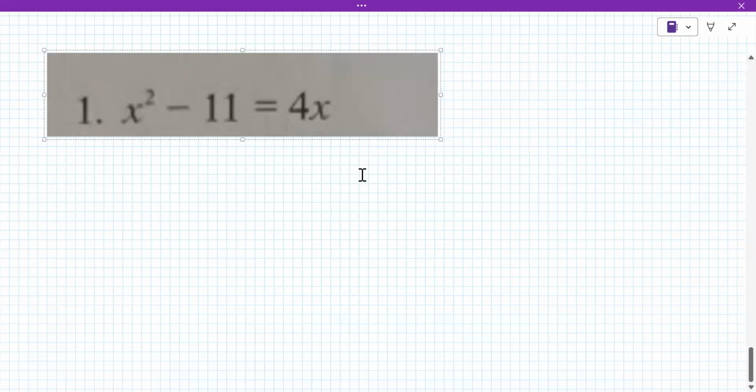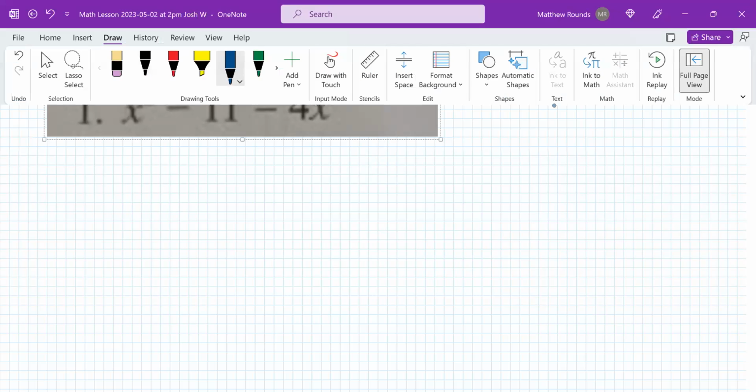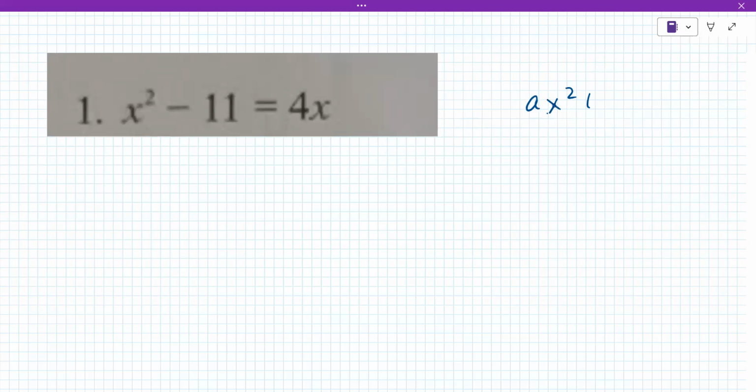All right. Could you read the instructions for us, please? Write each quadratic equation in standard form. Good. Now, standard form is the following: x squared plus bx plus c equals 0. It means that all terms are on one side, usually the left is preferred, since we read left to right. And then 0 on the right.